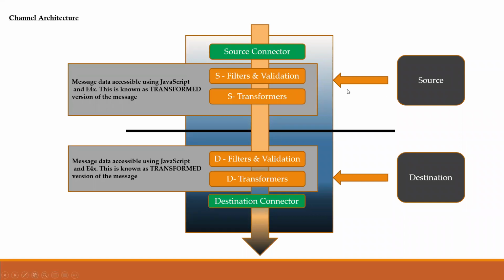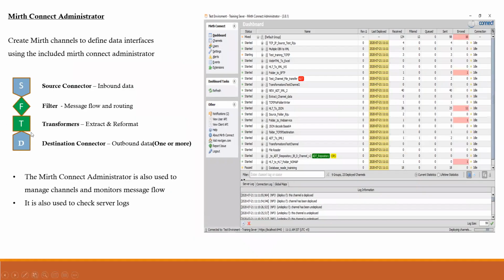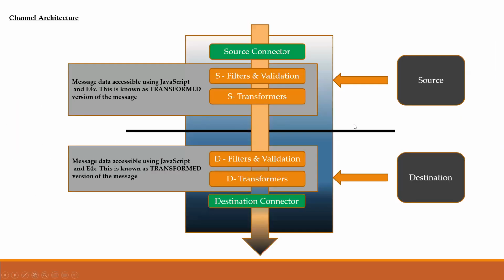All right, so let's look at the channel architecture. As I said, every channel has a source and a destination. That's what we saw in the previous slide, right? Any channel is divided mainly into these two sections: the source as the first component, and then its associated destination. Within the source, you have the source connector, and that is where we configure how we receive the data into the channel.